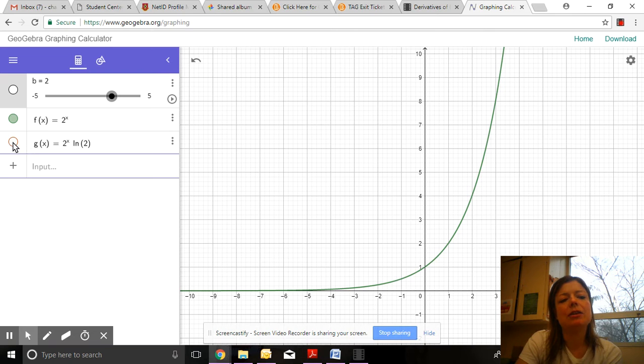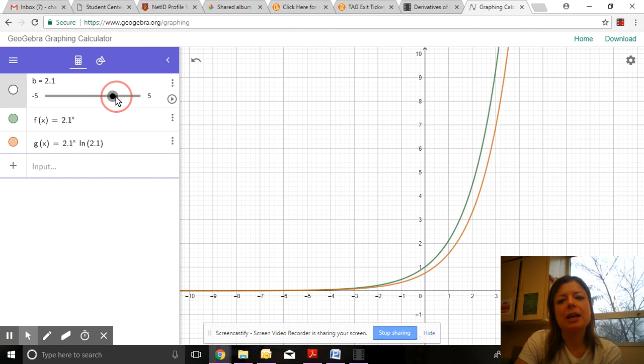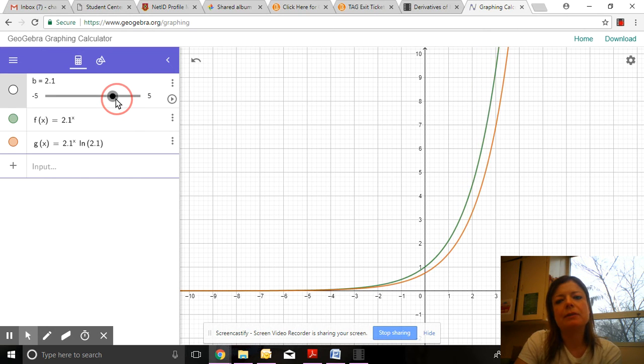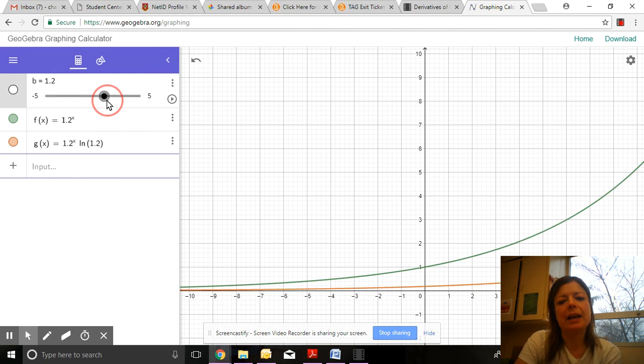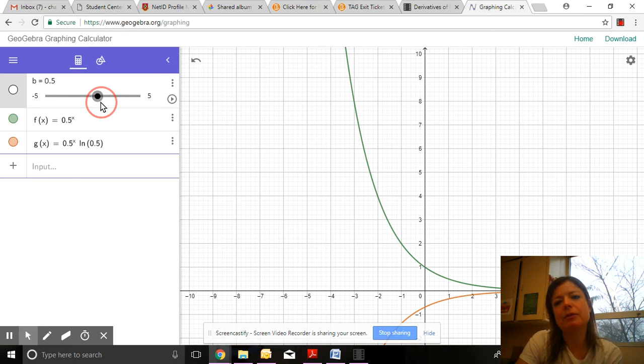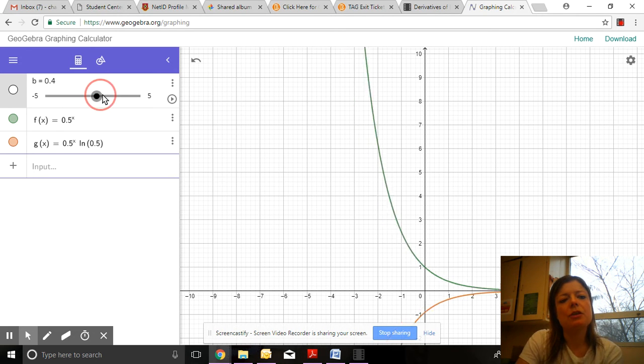Well, you can see here already what it is. I'm going to turn it on. The red is the derivative and the green is the original. So you can see as we change the original, then the derivative changes as well. And if we have a decay function, then we actually have an upside down, or reflected, I should say, derivative. You can see down there. So why is this true?